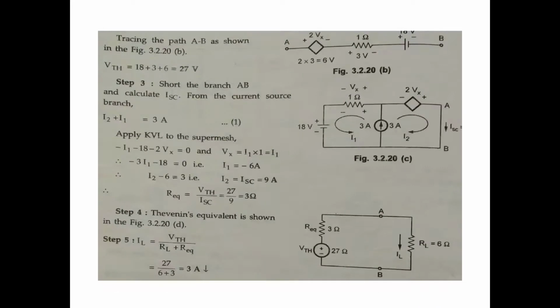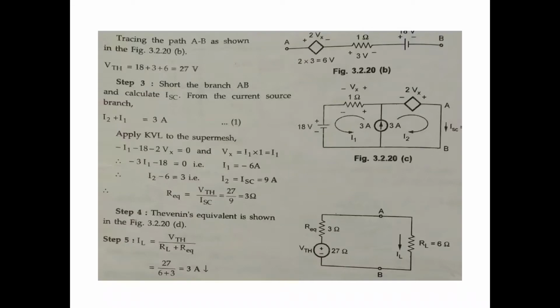Next, tracing AB: plus minus 2Vx, 1 ohm, 3 volts, 18 volts. Here 2 into 3, 6. What is Vx? 3 volts. 2 into 3, 6 volts. 3 volts, 18 volts. 18 plus 3 plus 6, 27. The total voltage, the Thevenin voltage, is 27.